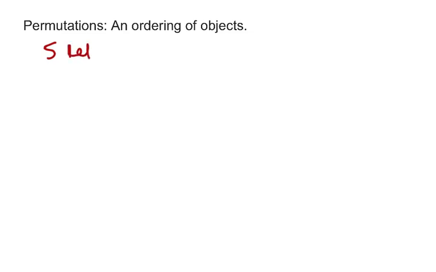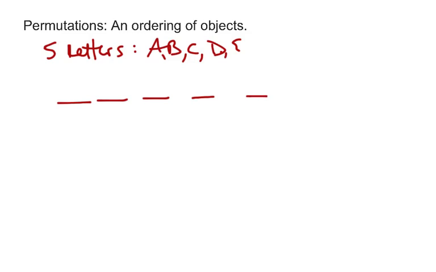Well, maybe 5 different letters. They are A, B, C, D, and E, of course. And we want to put them in order. Now, just like that last example, what I can do is pick a letter to go first. And I have 5 different options that we can pick for that.